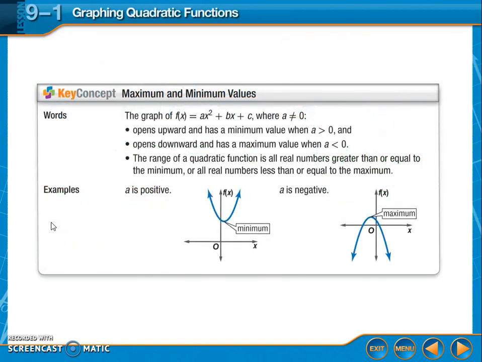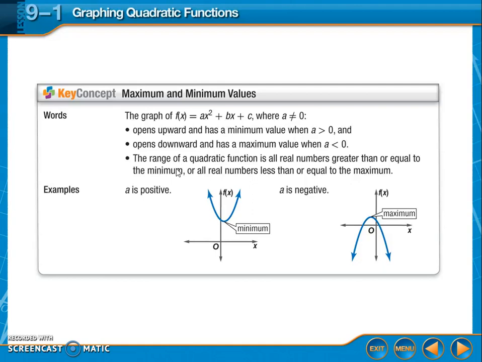Okay. If we want to find the minimum and maximum, they always occur at the vertex. So the graph is going to go downward, so it's going to open like this and point down and have a maximum when a is less than 0. So if the number in front of x squared is negative, that's when you're going to have a maximum. If it is positive, so if a is positive, then you're going to have a minimum. It's going to open up.